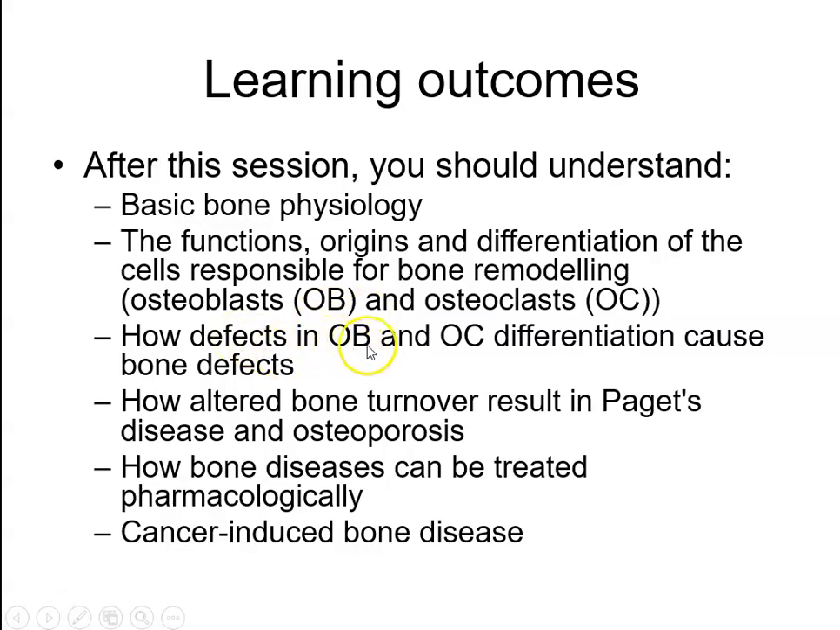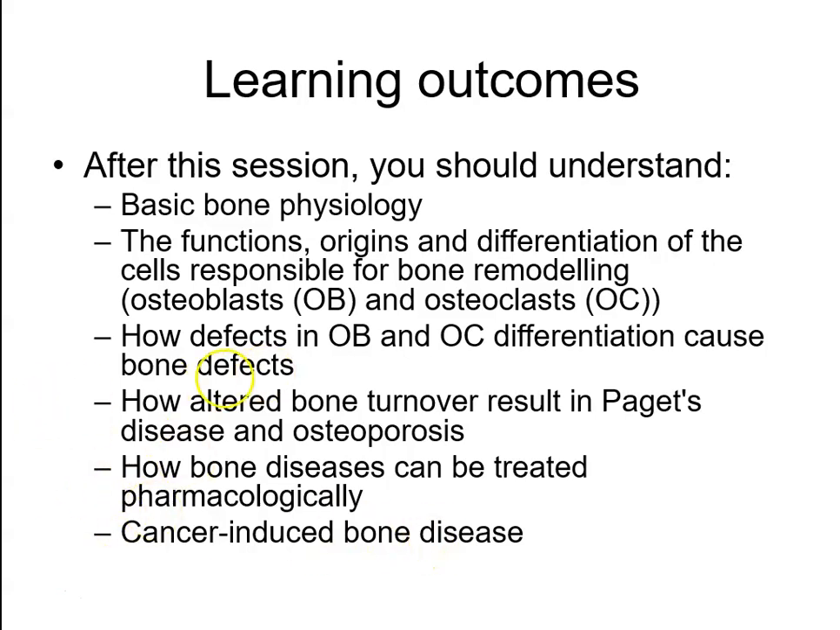So osteoblasts come from mesenchymal cells, osteoclasts from bone marrow haematopoietic cells. And we're going to look at the different differentiation pathways that these take, because we can potentially drug these pathways in bone disease. We'll then look at how altered bone turnover results in two main pathologies, that's Paget's disease and also osteoporosis, and we're going to cover pharmacological treatment of these diseases with some drugs that target the bone.